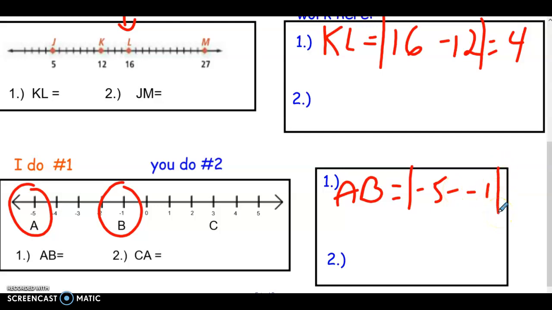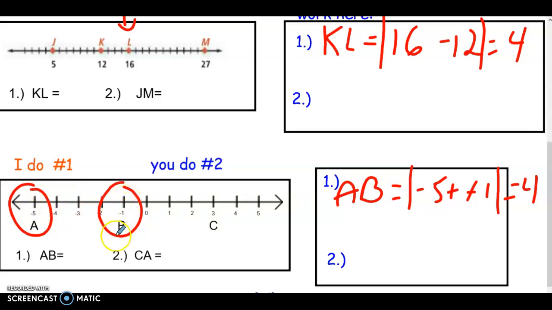Okay, so negative is a positive. -5 plus 1 is -4, but the absolute value of -4 is 4. So it should be that the distance from here to here is 4. And we can see 1, 2, 3, 4.